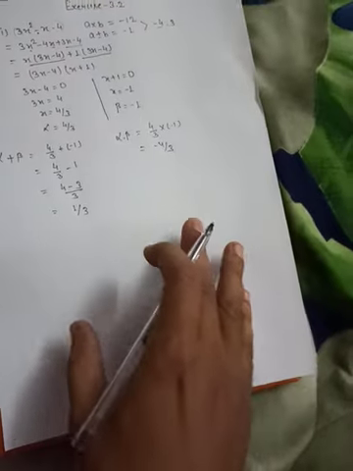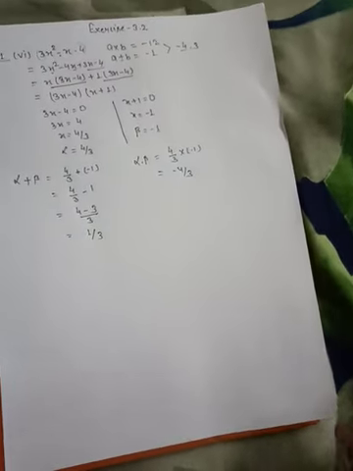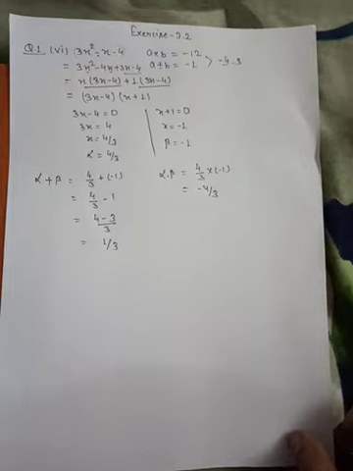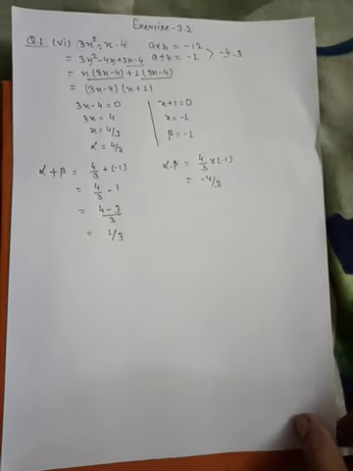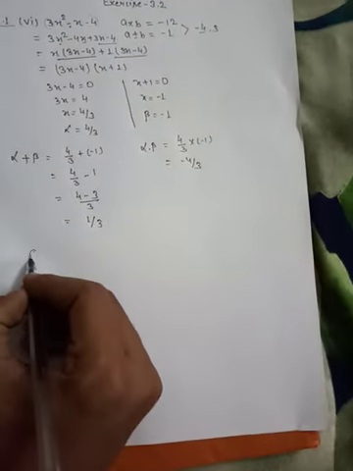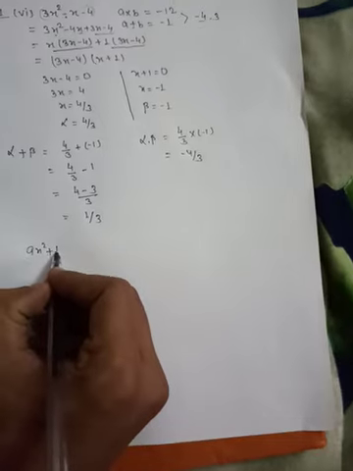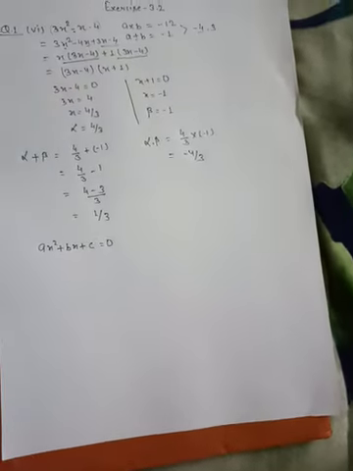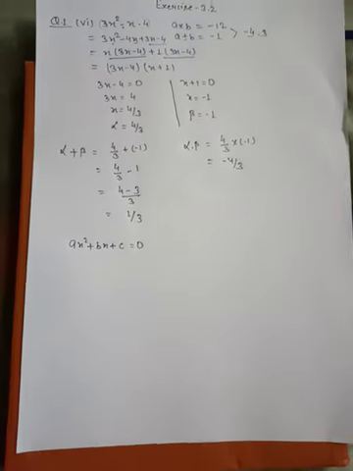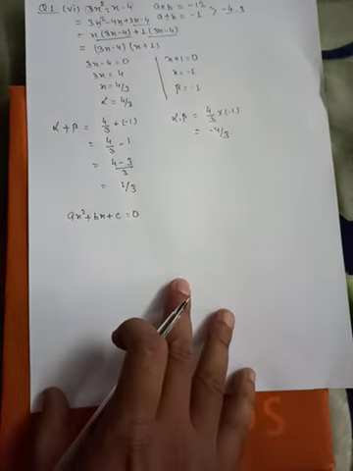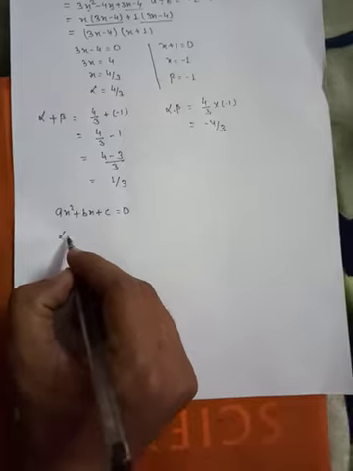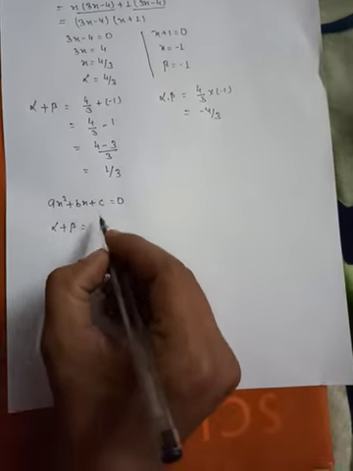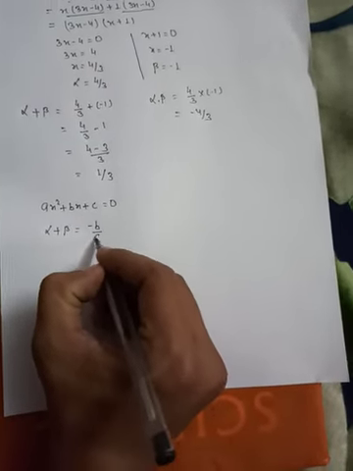Now we have to verify the relationship, and as you all know, in a quadratic polynomial there is a general equation, that is ax square plus bx plus c is equal to 0. This is the general equation of a quadratic polynomial, and in this case the sum of the zeros, alpha plus beta, is equal to minus b upon a.